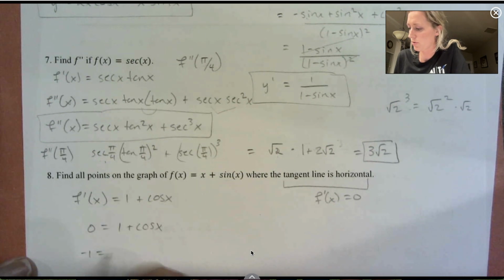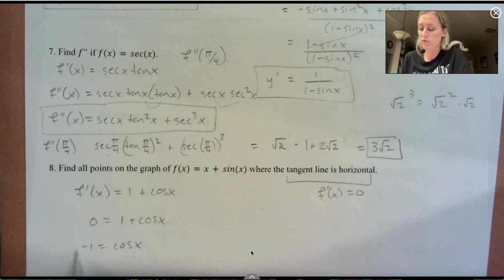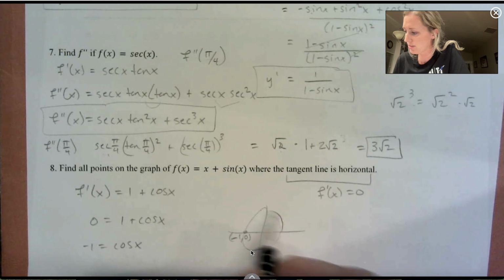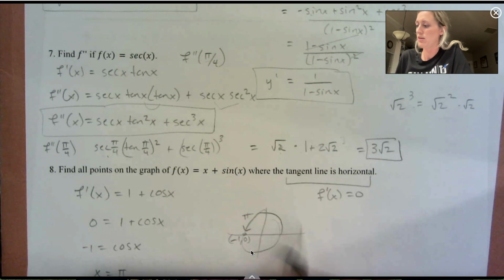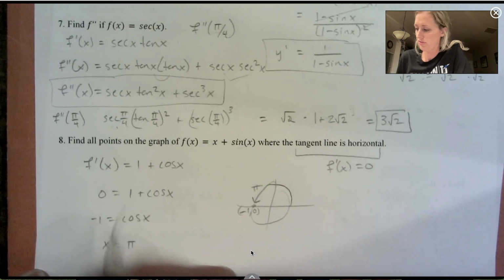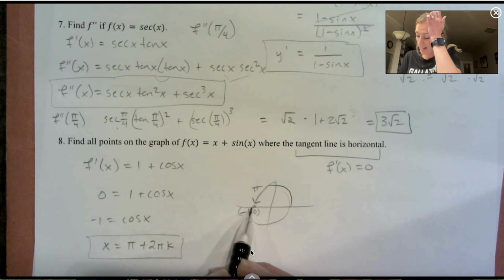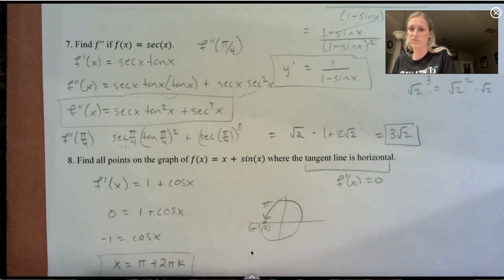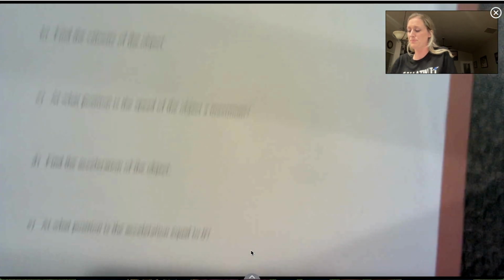So we got negative 1 equals cosine x. So I'm asking myself what angle or angles give me a cosine of negative 1. So if we think unit circle, cosine is negative 1 right there, right? That happens at an angle of pi. So we would say x is equal to pi, and then we could go around the circle multiple times. So we could say plus 2 pi k. So pi and then any such multiple would also give us a horizontal tangent line. All right, here we go. Now we're on the last one.